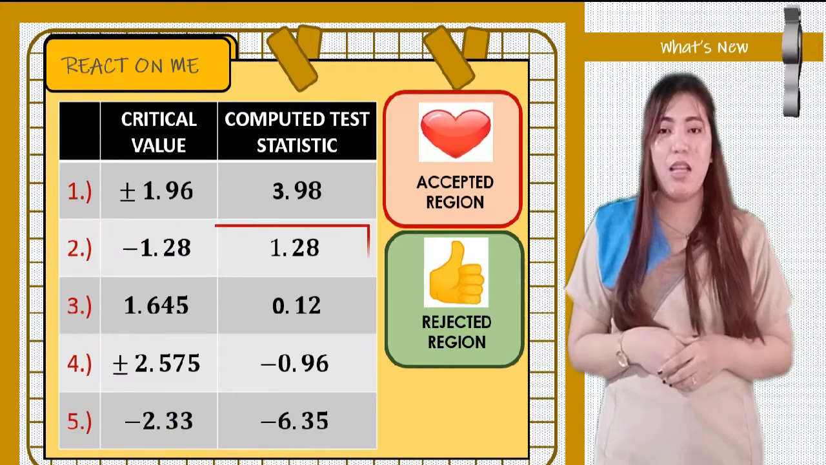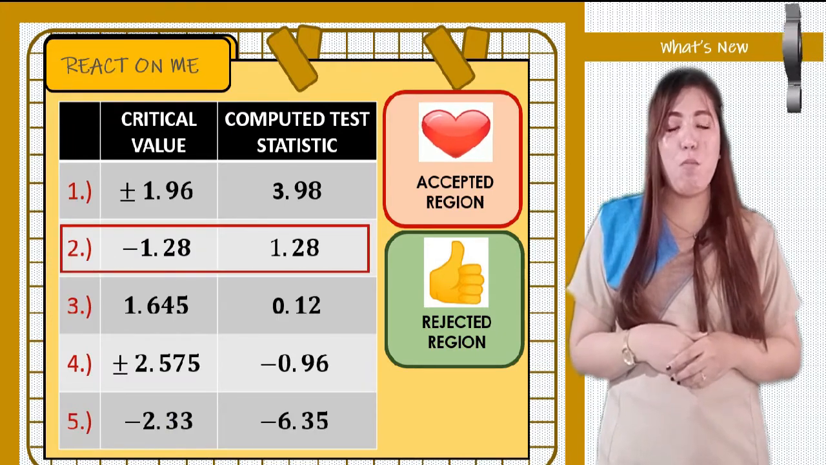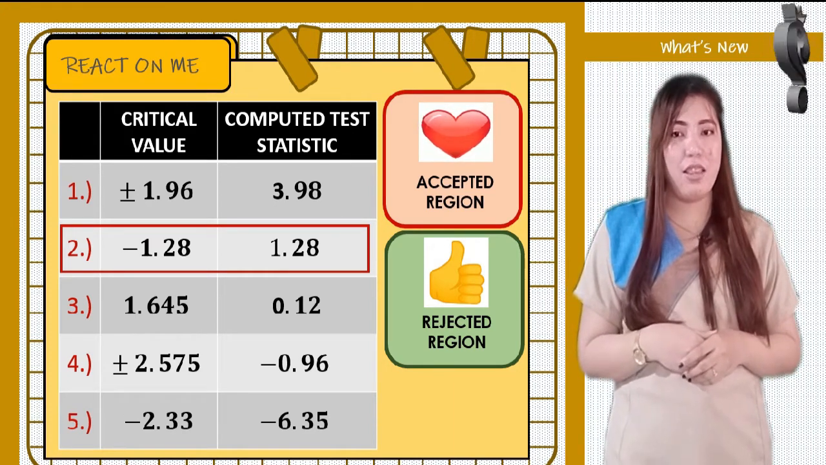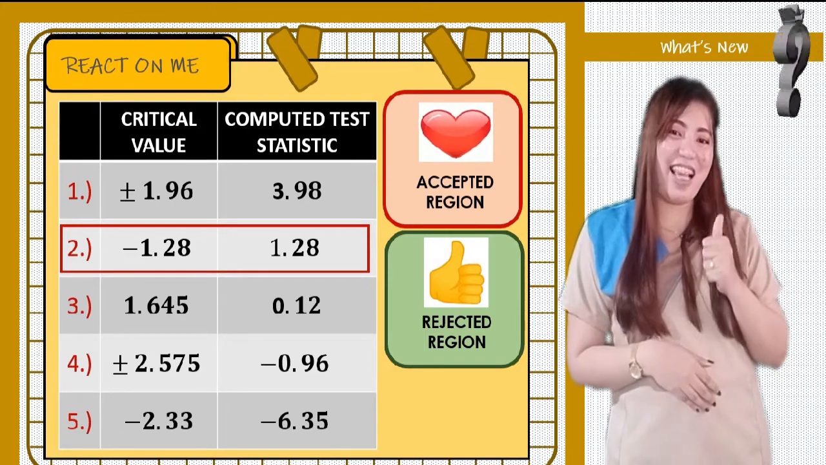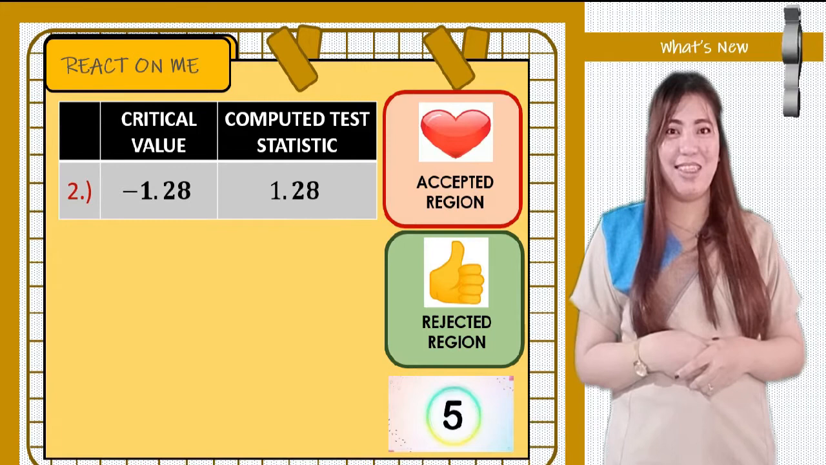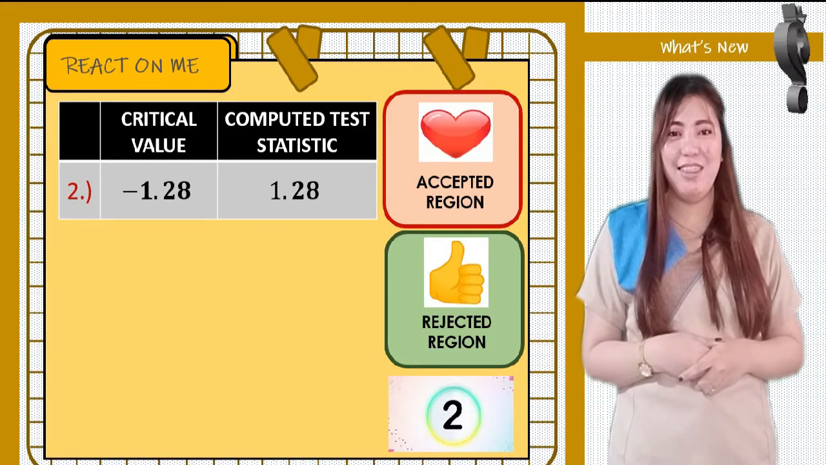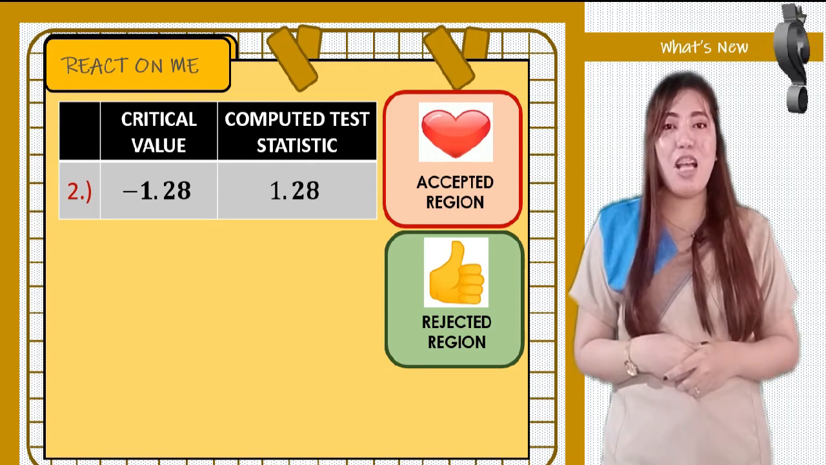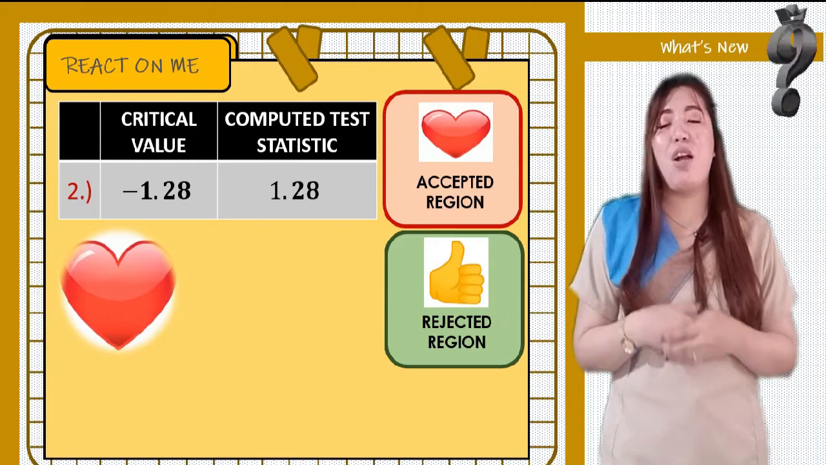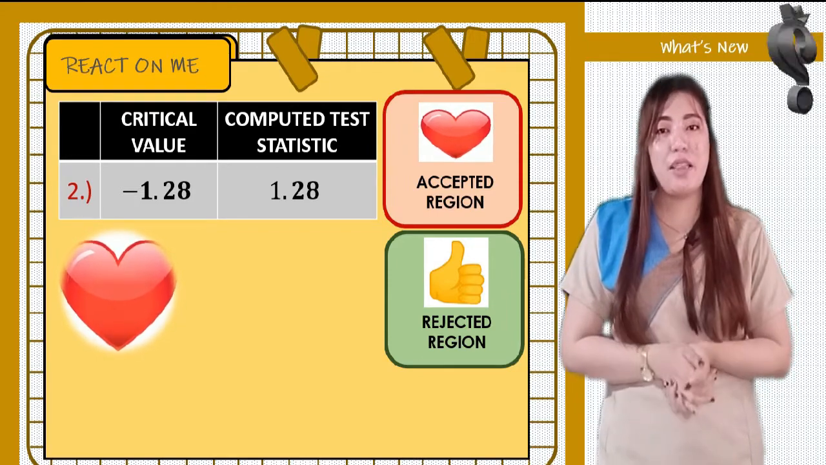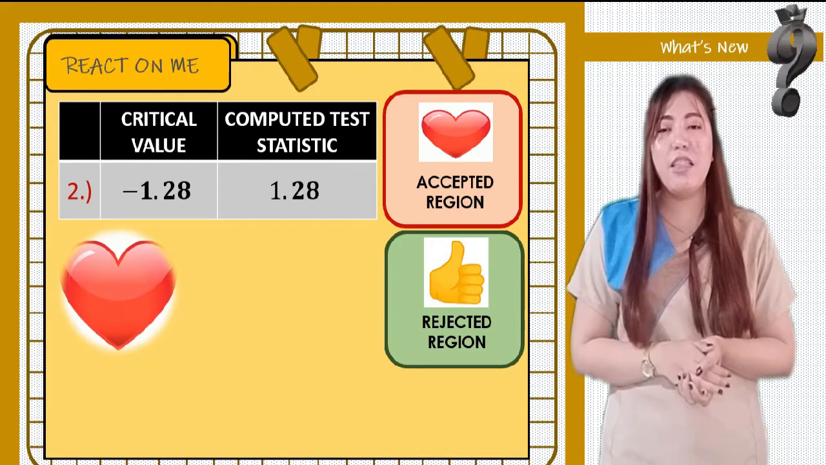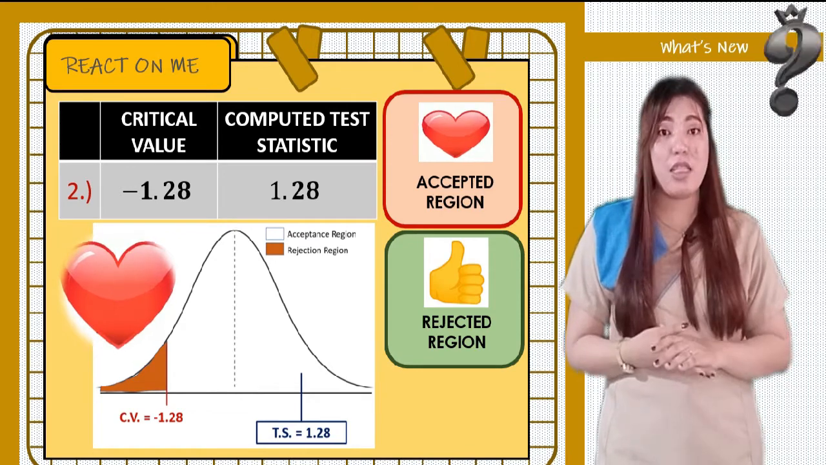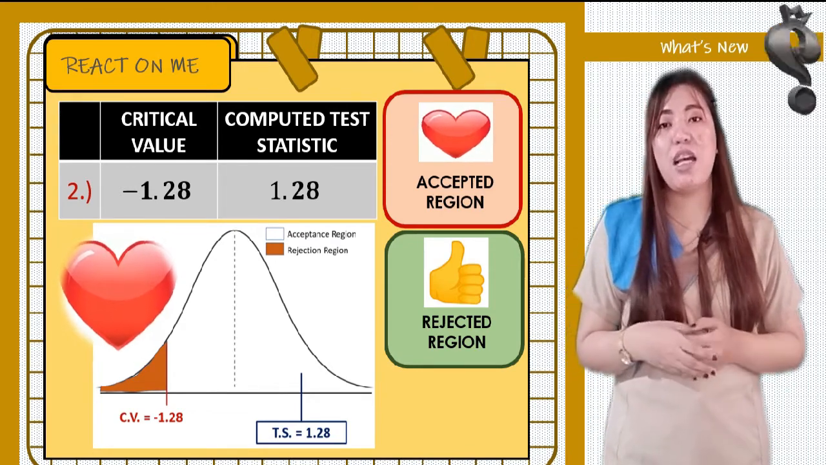Second question. The critical value is negative 1.28 and the test statistic is 1.28. Is it a heart or a like? 5 seconds. Yes, the answer is a heart reaction because the test statistic of 1.28 is located on the right side of critical value of negative 1.28, which is the unshaded part, so it falls in the accepted region.